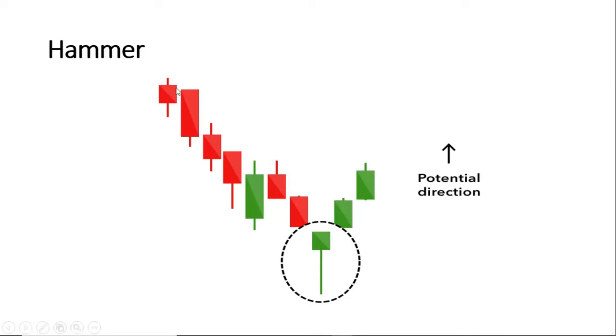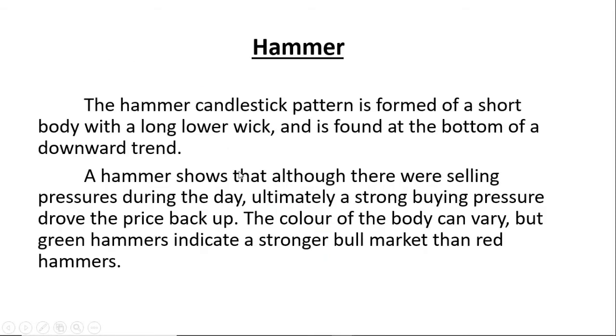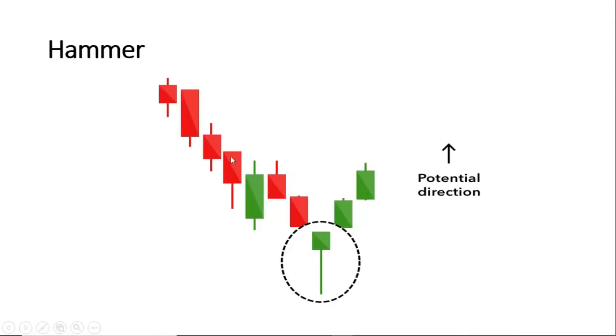In this, it's a downward market. This is the first day, this is the second day, third day, fourth day, fifth day, sixth day, seventh day. Each candle represents a particular day. In this falling market, you find a hammer like this. A hammer shows that although there was selling pressure during the day, ultimately a strong buying pressure drove the price back up. There was full selling pressure, but at this point the buyers entered the market and moved the price upwards.